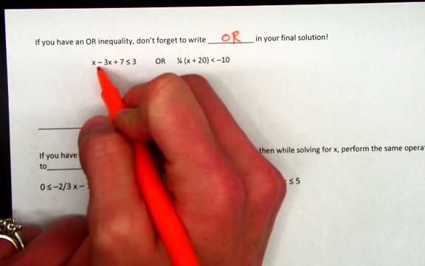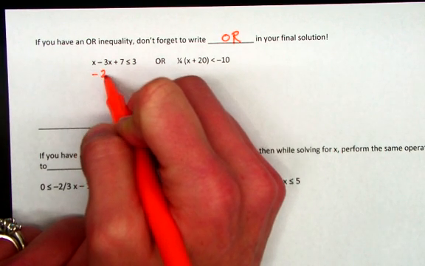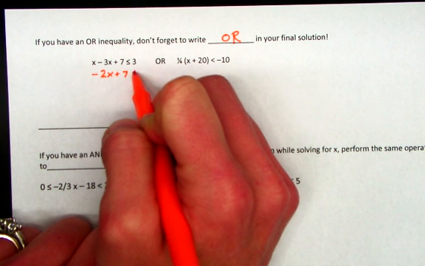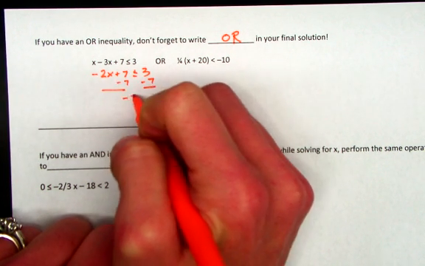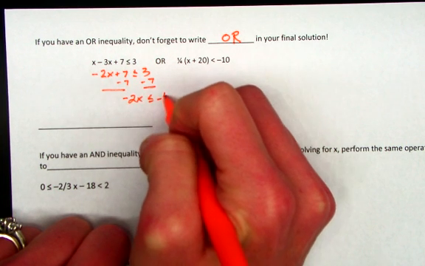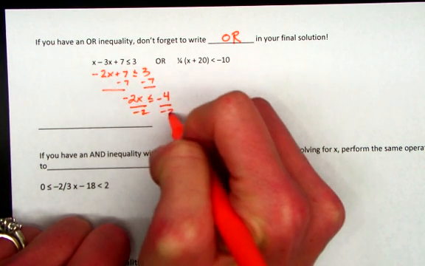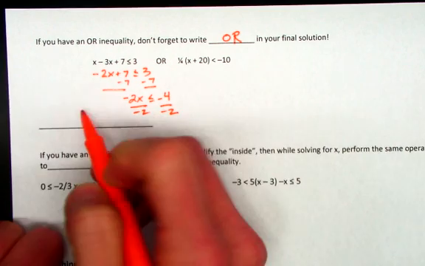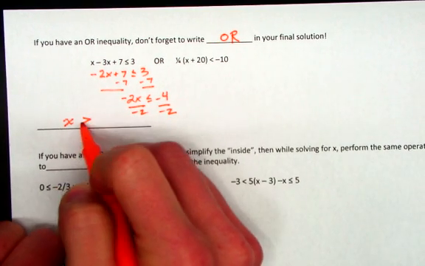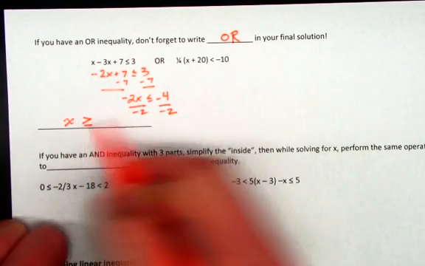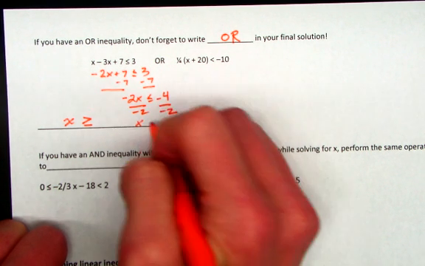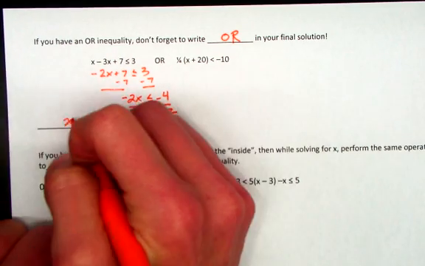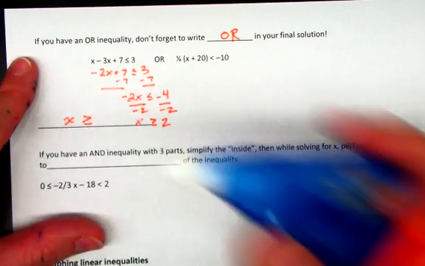We're going to combine like terms first. So we're ending up with negative 2x plus 7 less than or equal to 3. We're going to subtract 7 from both sides, and we get negative 2x less than or equal to negative 4. Divide by negative 2. Okay, now once you divide by that negative 2, that means we need to flip the flecha. So instead of less than or equal to, we're going to have greater than or equal to. And then we get x is, I'm going to write it over here, x is greater than or equal to positive 2.